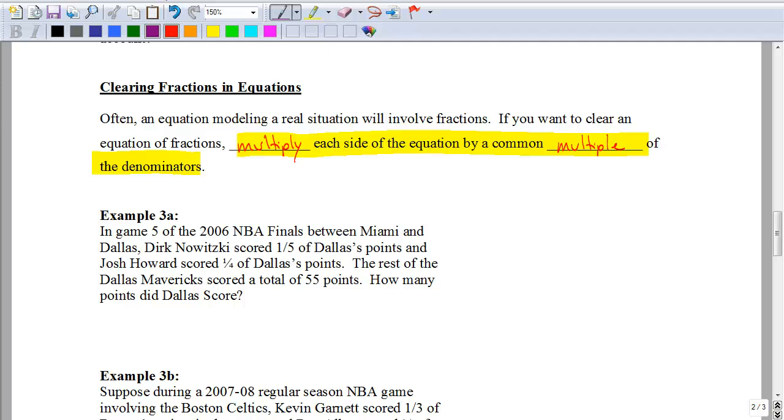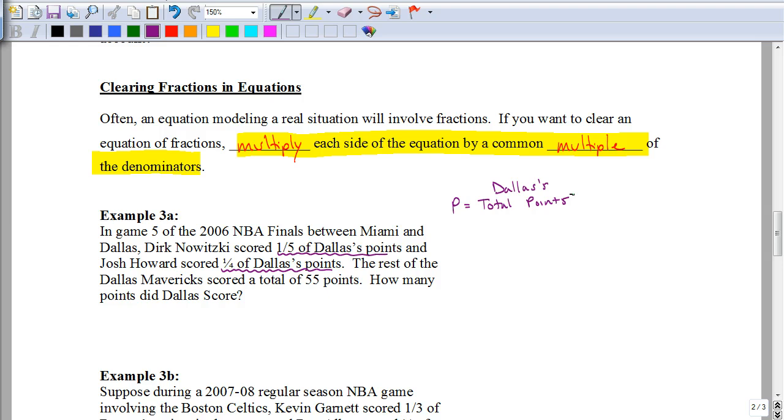Whenever we're stuck with coming up with our own equation, we want to start by figuring out what our variable is going to be and what it's going to represent. Here's a little trick. It says Dirk Nowitzki scored 1/5 of Dallas's points. Josh Howard scored 1/4 of Dallas's points. So we're going to use P to represent Dallas's total points.